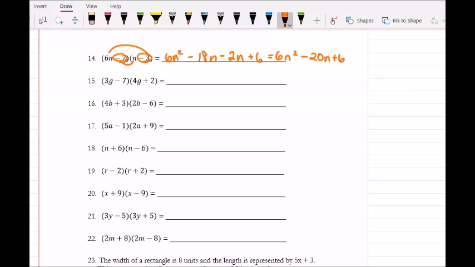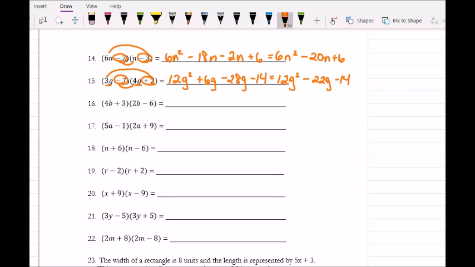Number 15, 3g times 4g is 12g squared. Outer, 3g times 2 is 6g. Inner, negative 7 times 4 is negative 28g. And last, negative 7 times 2 is negative 14. Now combine, and this again is positive and negative, so subtract and take the sign of the higher. So 28 minus 6, and it would be negative 22g, minus 14.